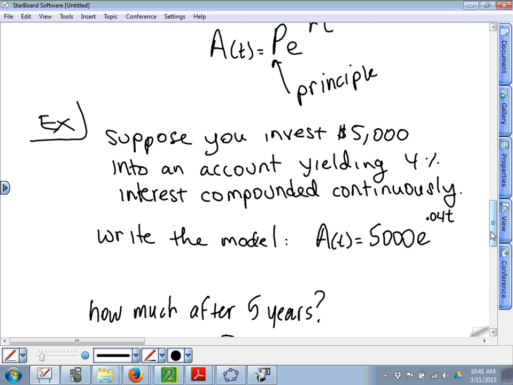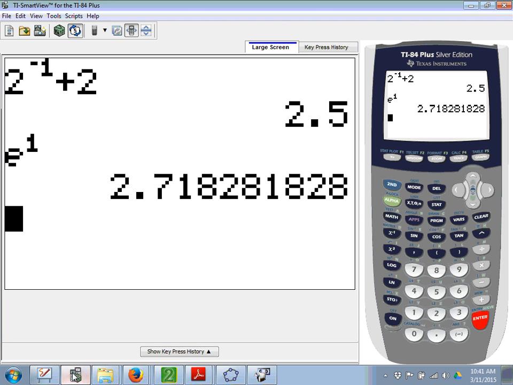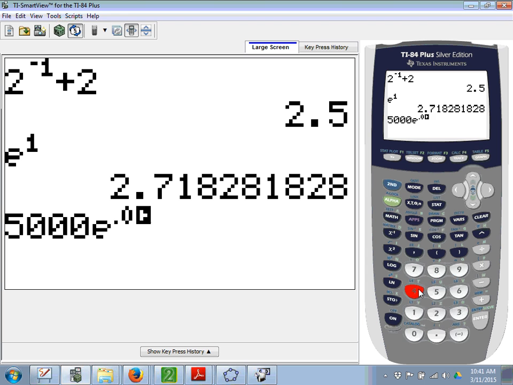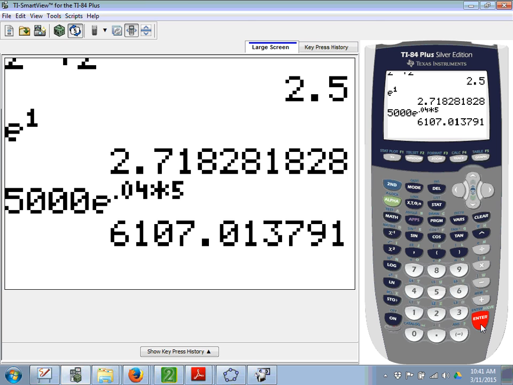How much after 5 years? So yes, this is what it looks like on your calculator. 5,000. Where's the E button? Second, ln, and then 0.04 times 5. 6,000. How long does that take? A couple seconds. These problems are really easy. What's the key that made you know you're going to use E? Continuously compounding. Okay? Any questions on that?